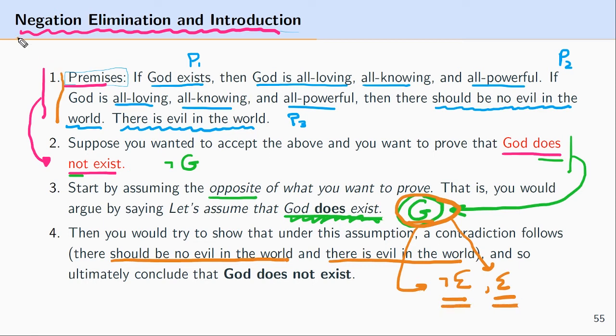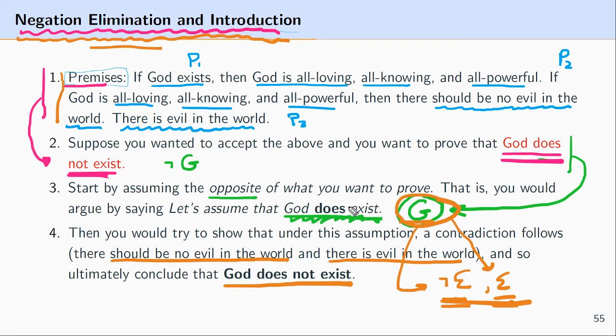We can make use of the negation elimination and introduction rules. Under the assumption that God exists, if it entails this contradiction here, not E and E, we can reason to the conclusion that God does not exist, which is the negation of our assumption. So you'll see what happened here. We wanted to prove that God does not exist.